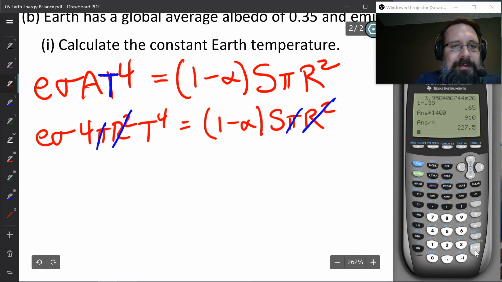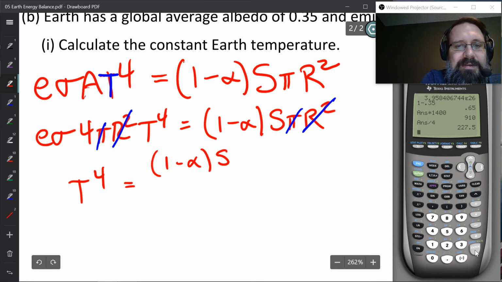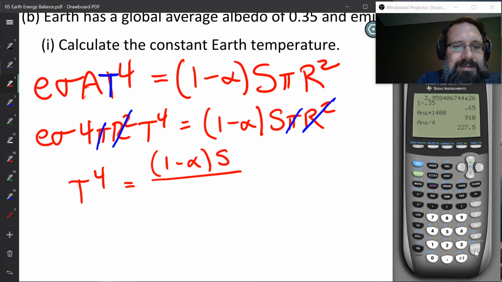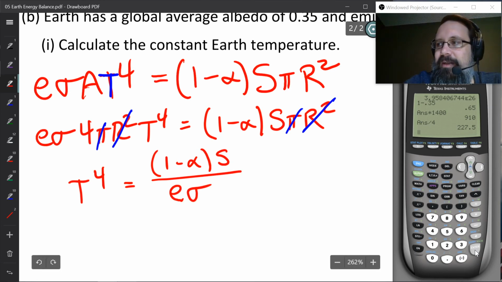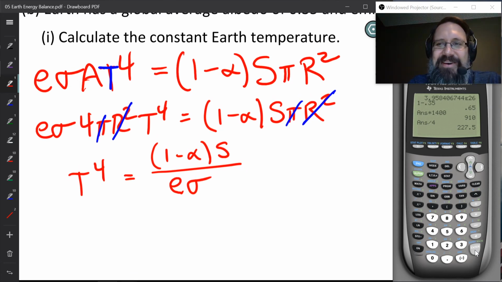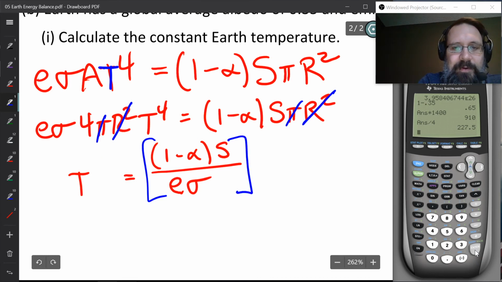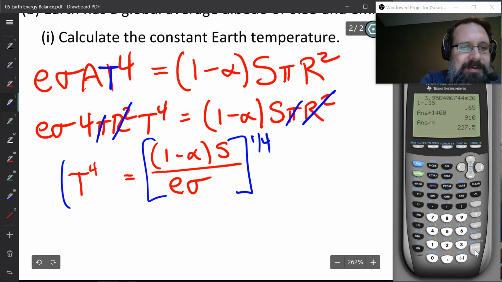Now I want to find what T is. So T to the 4th power is going to be equal to 1 minus alpha times S divided by E sigma. I just ran out of time. Keep going, I'll just keep going. So to find the actual temperature, I'm going to have to raise this to the 1/4 power. I'm going to raise both sides to the 1/4 power, and then that will let me find what T is equal to.